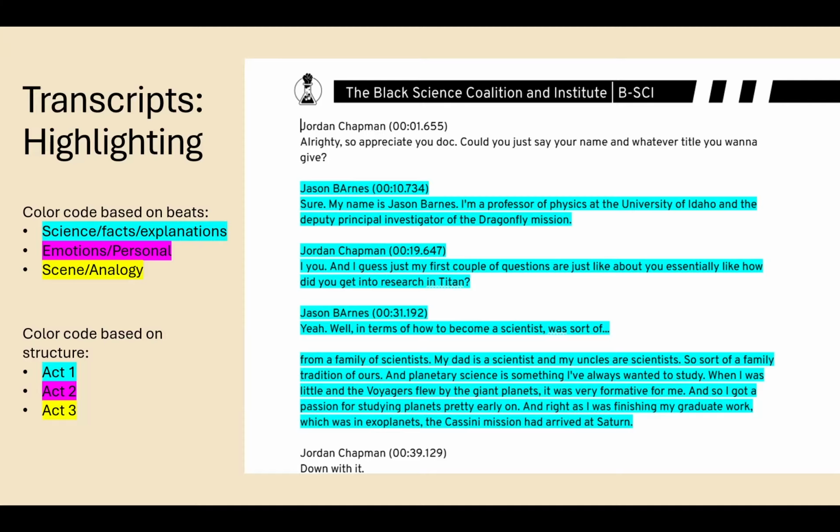Or you could do it by your act structure. Act one gets one color, act two gets another, act three gets another, and then you go through the script and color code based off of that.